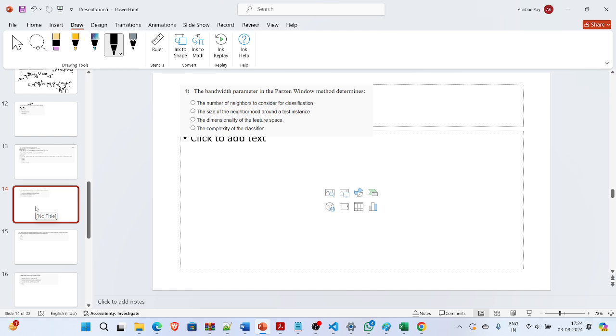Then the next question is on the Parzen window method. Do you know what Parzen window is? No, sir. Okay, so let me explain.